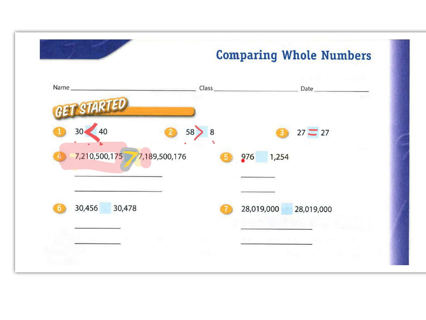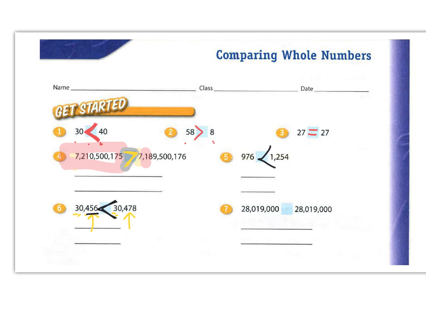For this one, we can see that this has 1,000, this doesn't even have 1,000, so the thousands is bigger. So we would say 976 is less than 1,254. All right, this one, we have a 3 is the same, the 0 is the same, the 4 is the same in the hundreds place, but then look, we get to the tens place and we have a 5 and a 7. Well, the 7 is bigger, so we would know that 30,456 is less than 30,478.